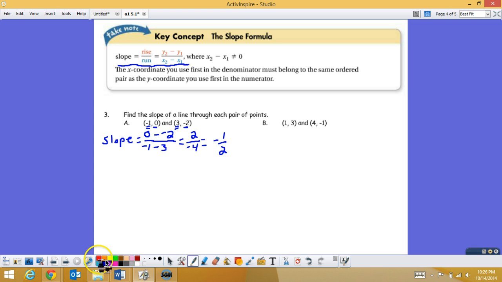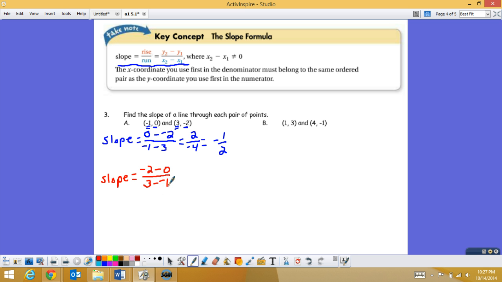Now, just below that, and just to prove that order doesn't matter, I'm going to find the slope. And on top, I'm still going to subtract the y coordinates, but instead of taking 0 minus -2, I'm going to take -2 minus 0 on the top. And then on the bottom, since I started with -2 on the top, I need to start with its partner, or 3 in the denominator. I'm going to take 3 minus -1 in the denominator.